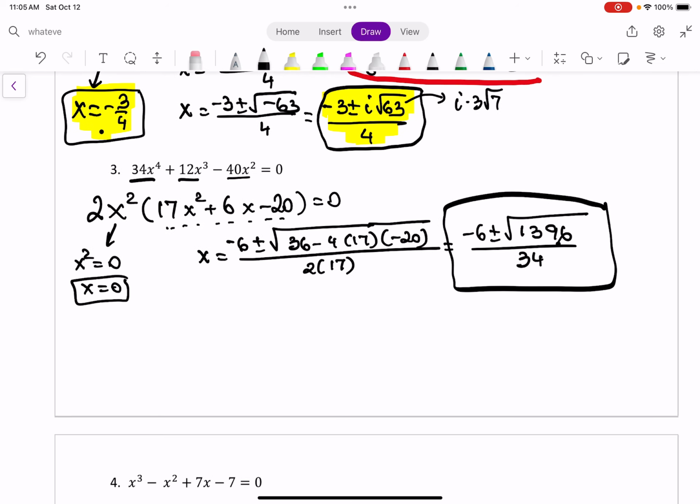So here are my 3 solutions. One of them, oops, wrong one. One of them is 0. Actually, I should say 2 of them are 0.